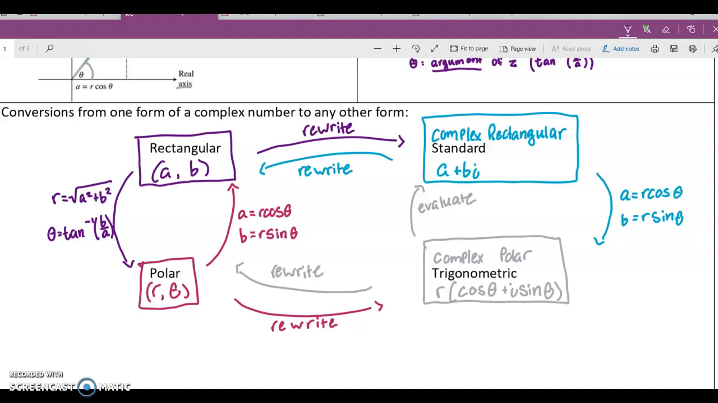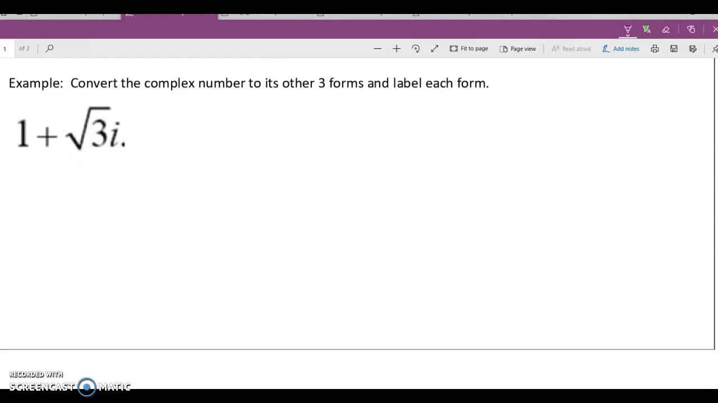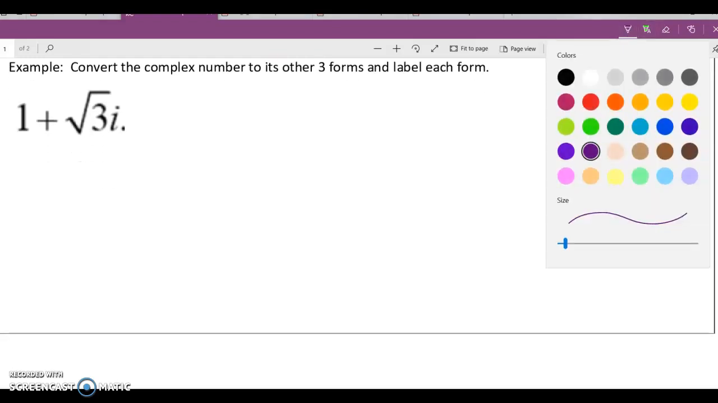So don't worry, I know this looks like a lot. We're going to go through an example. I promise it's not that bad. And that's not just me as a math teacher saying this, okay?